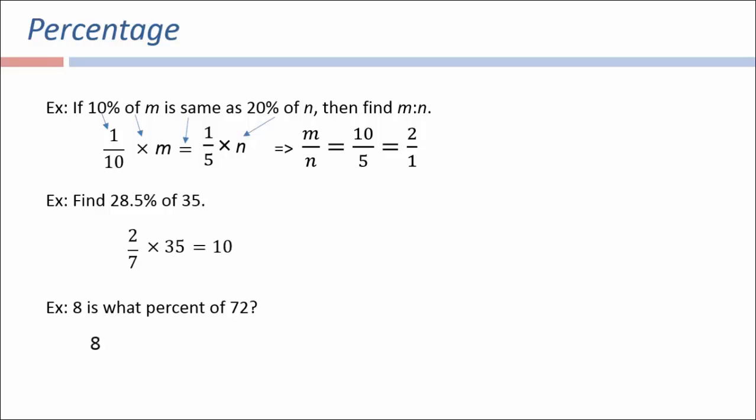Next, 8 is what percent of 72? So is equal to, now what percent, let's say it is x percent of 72. So x percent would come out to be 8 upon 72. That on further reducing it, it will give us 1 upon 9. Now if you remember, 1 upon 9 was fraction equivalence of 11.11%. So we can directly write x is 11.11%.